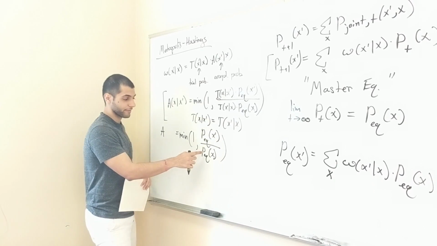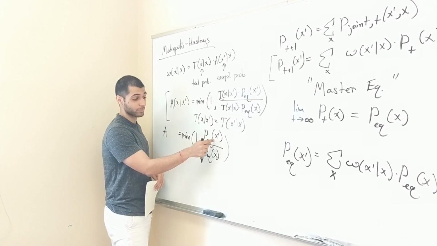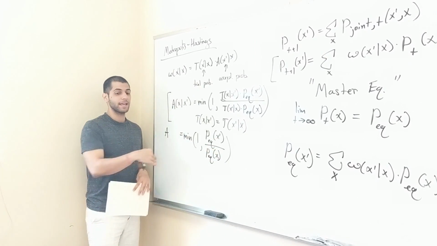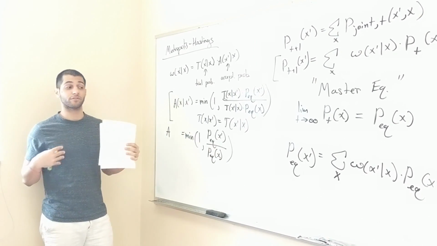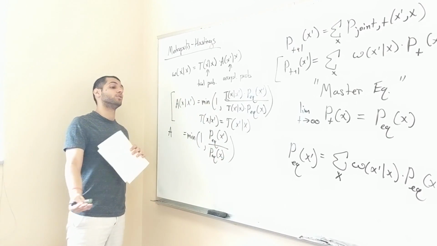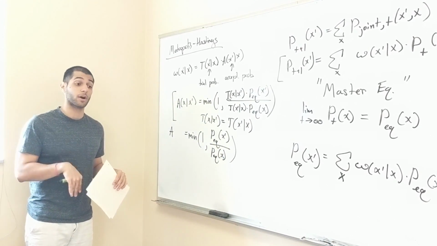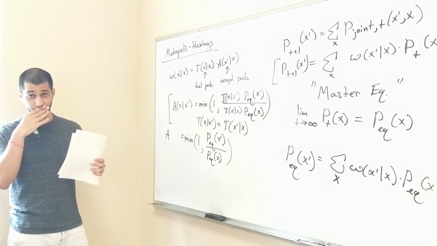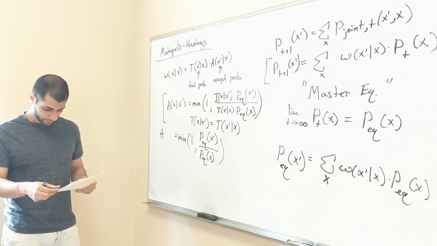On the reverse side, if x is more probable than x prime, this will be a number less than 1, so the minimum will return that. What that states is that sometimes you could fluctuate into this new state that's less likely than the current state, but you could also just stay at the current state you are in. And this adds a kind of weight to the current configuration you are at.